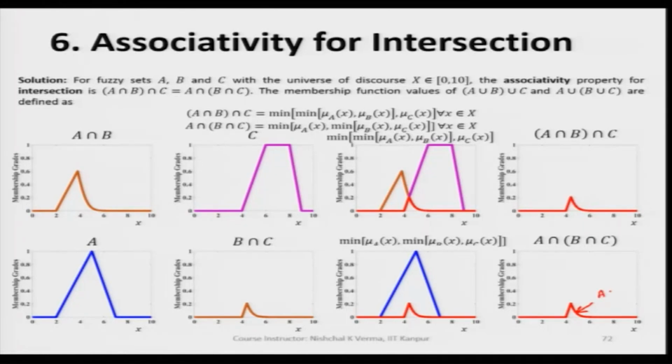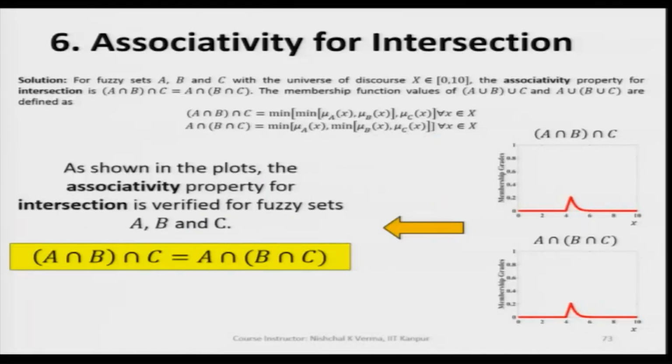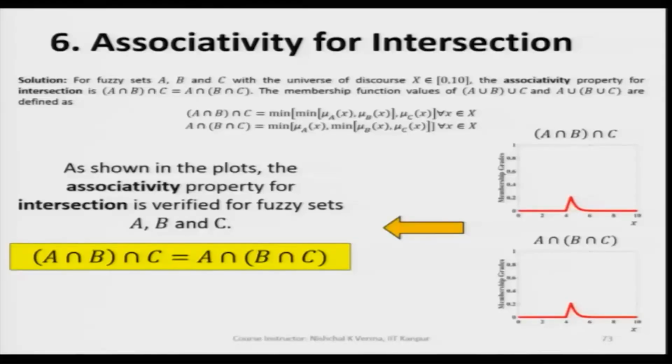A intersection B intersection C. Just by looking at this, we can clearly say that these two fuzzy sets are equal. So, this way we can say that the associativity property for intersection of three fuzzy sets A, B and C is satisfied.